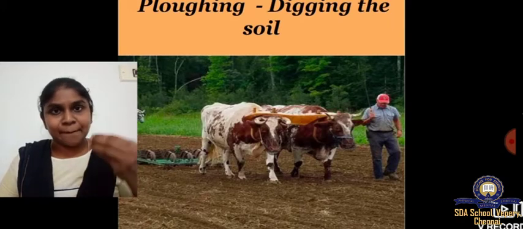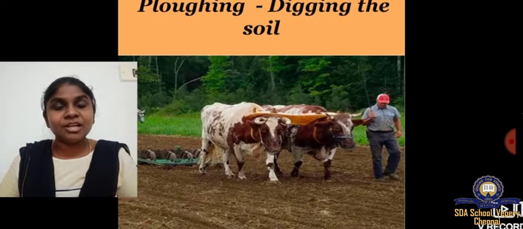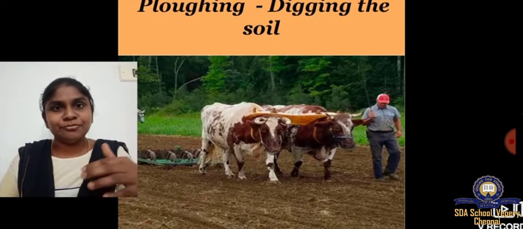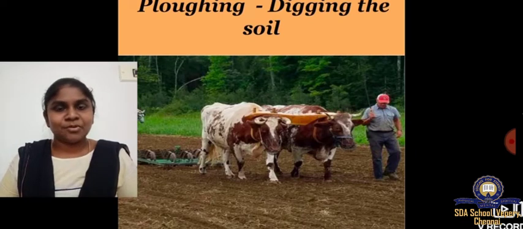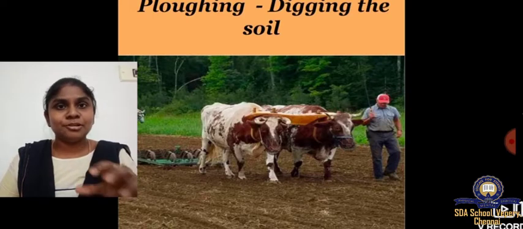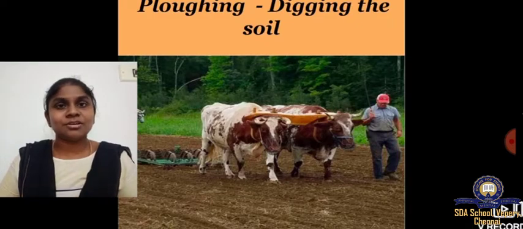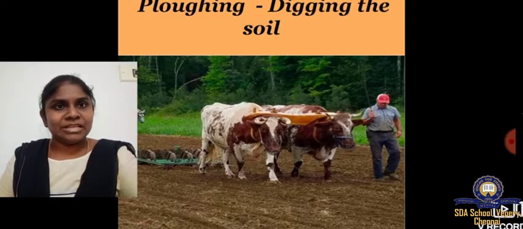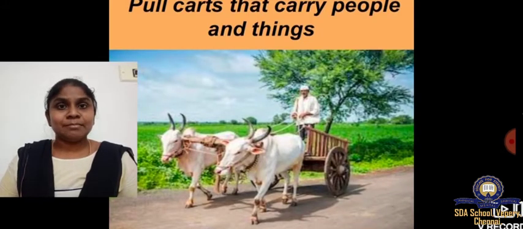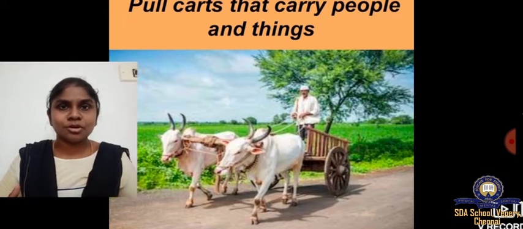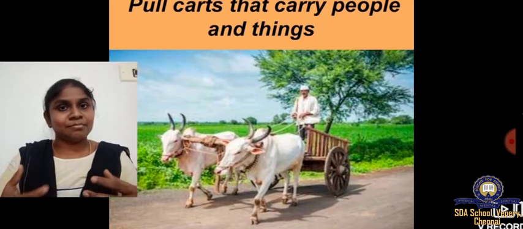Then the plant will grow well. For that only people dig the soil before they plant the seeds. Okay, plowing means digging the soil. For this plowing people use animals. Bullocks, buffaloes, camels, all animals are used to plow the fields. Look at this picture. Sometimes people use these animals to pull carts. So bullocks, buffaloes, camels, all these animals pull carts that carry people and sometimes loads.